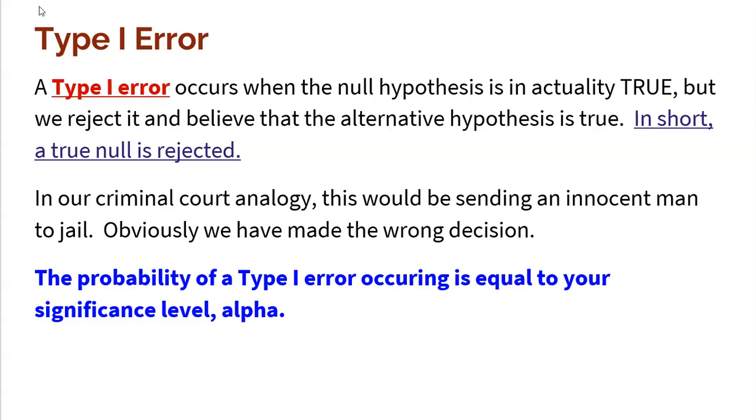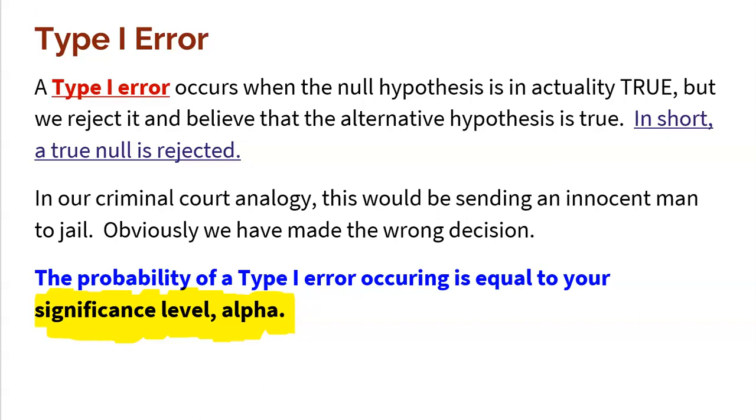So that actually leads me to the idea that the probability of making a type 1 error is your level of significance. So you actually choose your probability of a type 1 error. When you choose 5%, you are running a risk that you have a 5% probability of having a type 1 error occur. It is what it is.